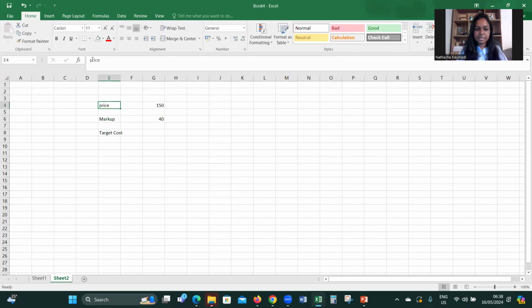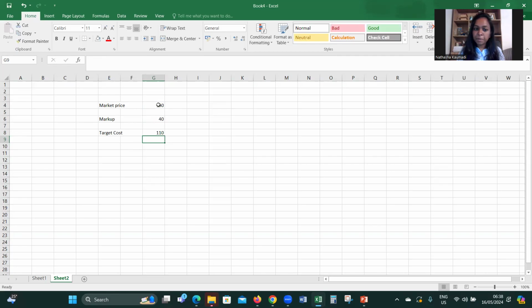Let's say this is the market price. In the market, similar products are sold at 150 rupees, and your company needs 40 rupees markup. Then what is the target cost? If you reverse cost plus pricing, you deduct your markup from the price. Then you have the target cost.